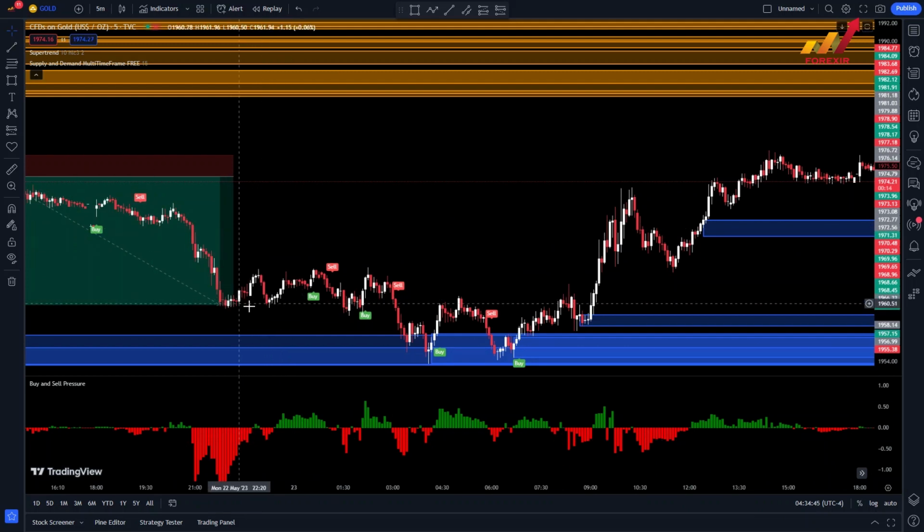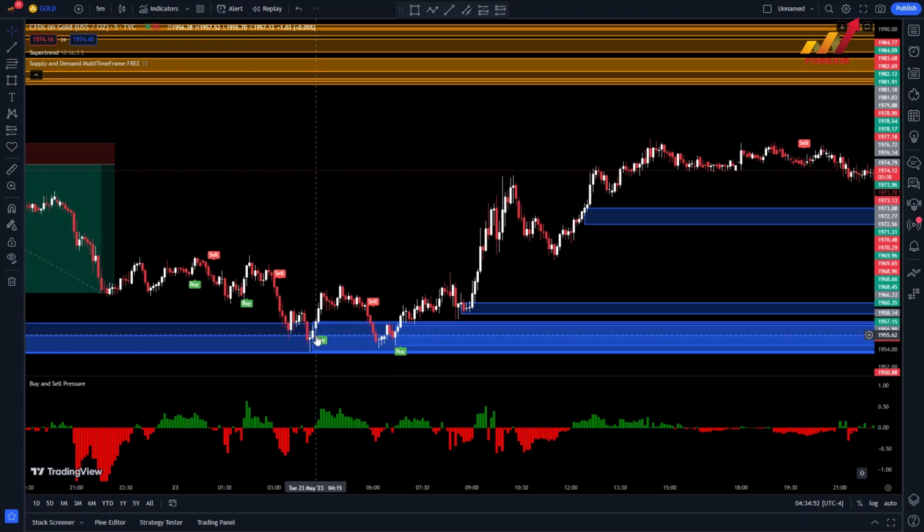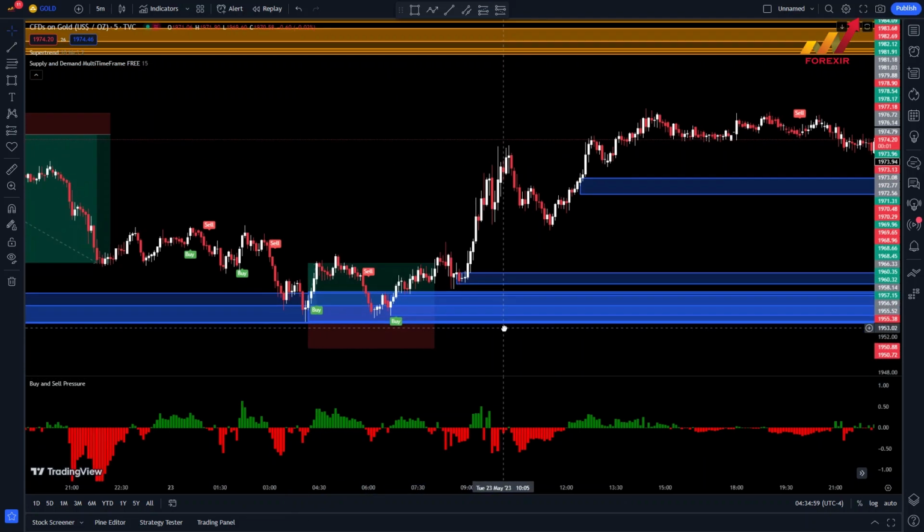Here the price is in a downtrend. Buy signals are not valid. As you can see, the price has moved very slowly towards the demand area. In this situation, the possibility of changing the trend is high.